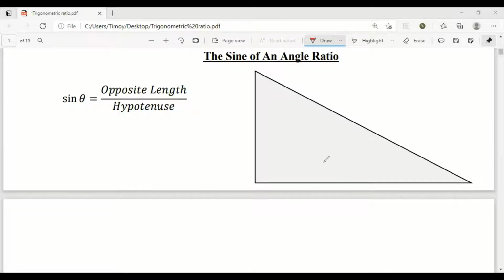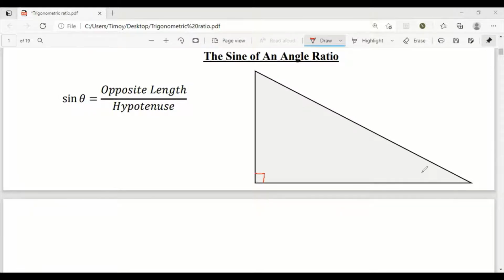Welcome to this video. In this video, what we're going to focus on is the sine of an angle ratio. By definition, the sine of an angle ratio is equal to the opposite length over the hypotenuse length. This ratio is applied only to right angle triangles. So here I have an example of a right angle triangle.